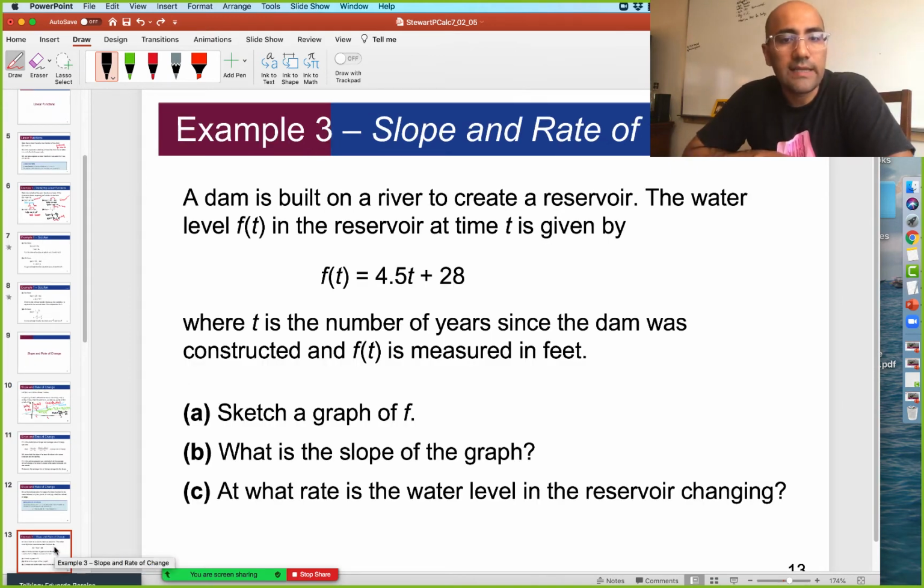So, a dam is built on a river to create a reservoir. The water level, f of t, of the reservoir at a time t is given by this equation. f of t equals 4.5 t plus 28, where t is the number of years since the dam was constructed and f of t is measured in feet. Sketch the graph of f. Well, that's really easy. It's just a linear equation, right? So it's just a line. The graph is a line where this is the slope.